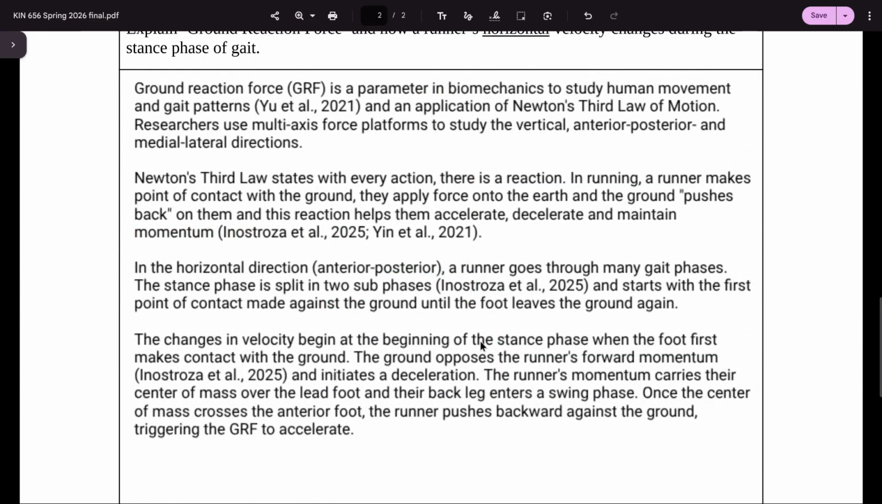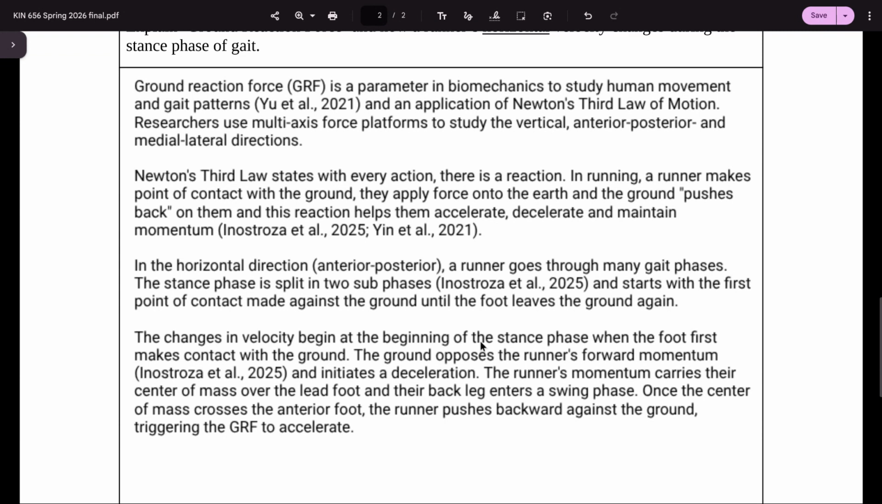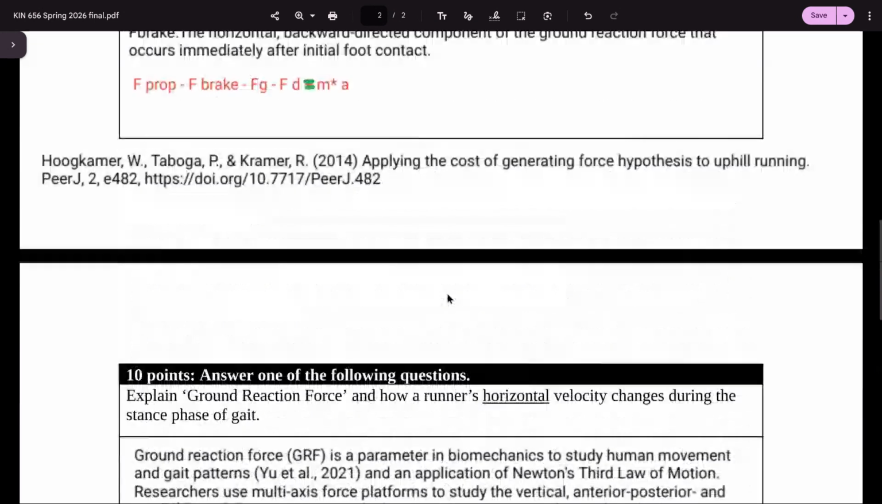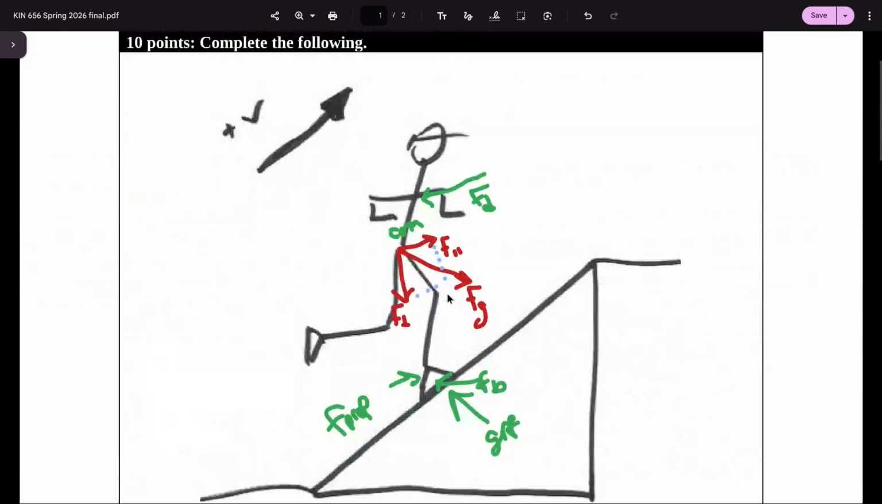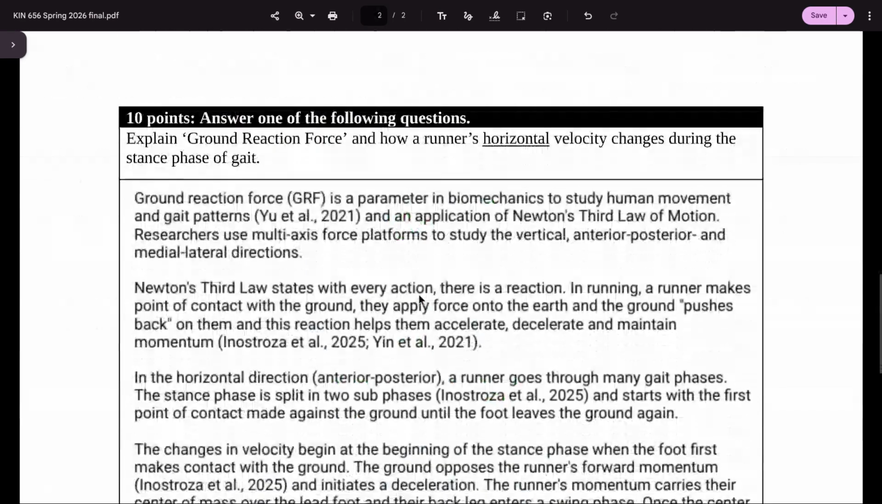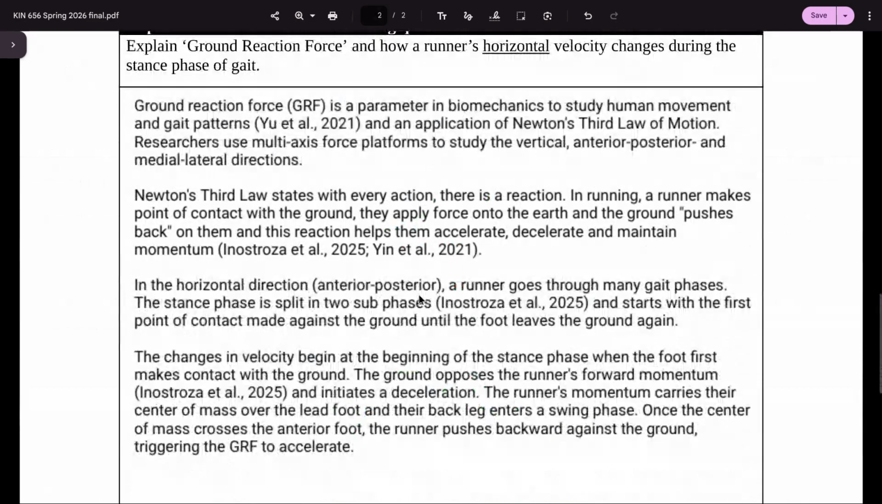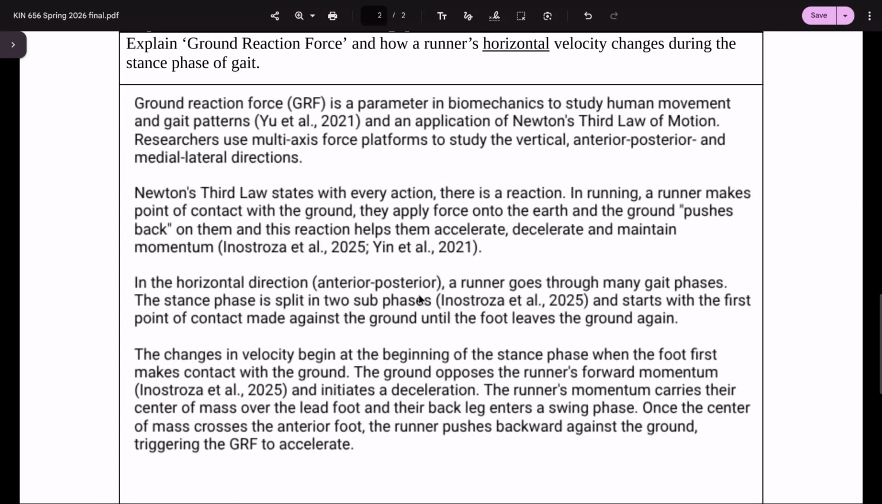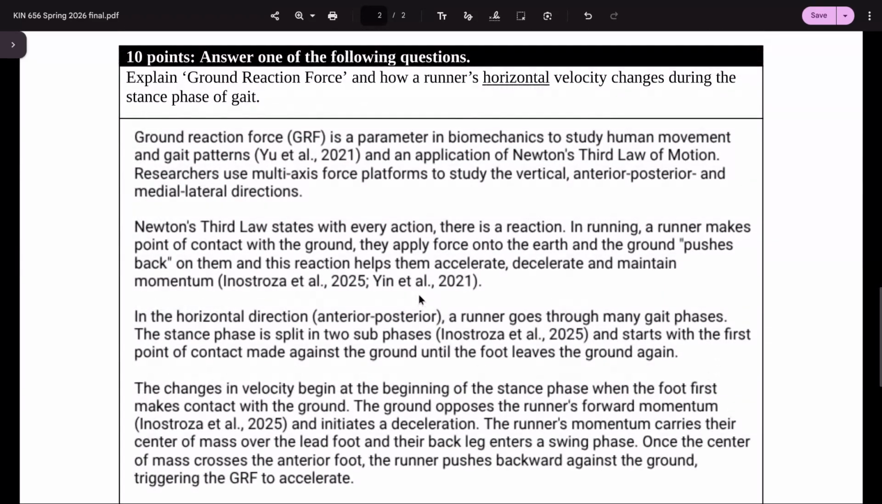And these researchers will use a multi-axis force platform to study these different directions, such as the vertical, the anterior posterior, and the medial lateral directions. And you will have that in different ways for runners. So you have your vertical, you have your horizontal, and then your medial lateral. But we will be looking specifically at the horizontal to look at how the runner's velocity will change in a specific phase of gait.